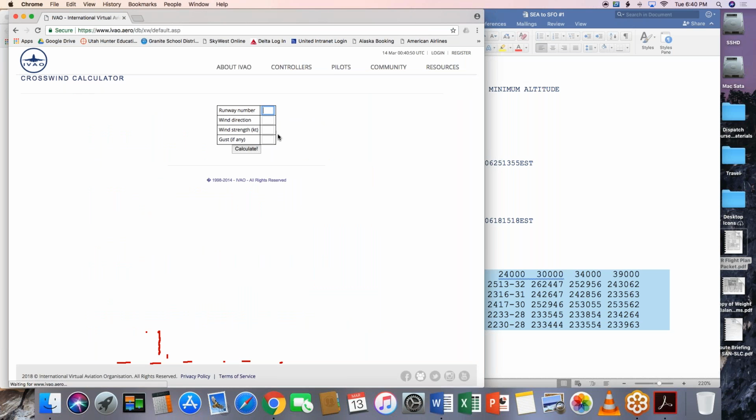Let's see if we can do it. So what we'll do here, instead of runway numbers, we're going to put in our average course. Oh, this one might not be good.